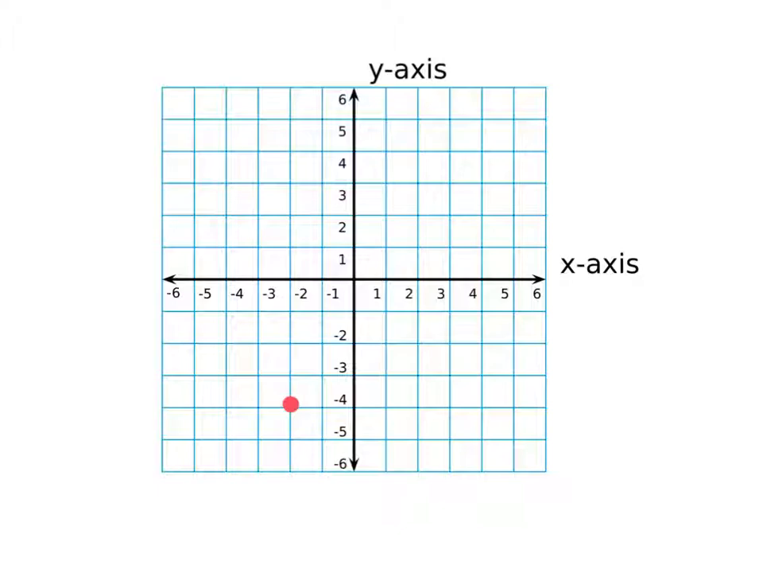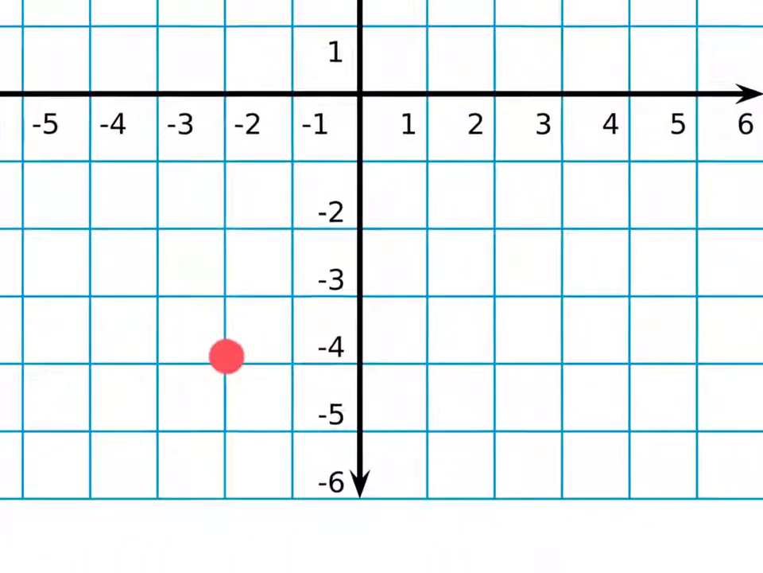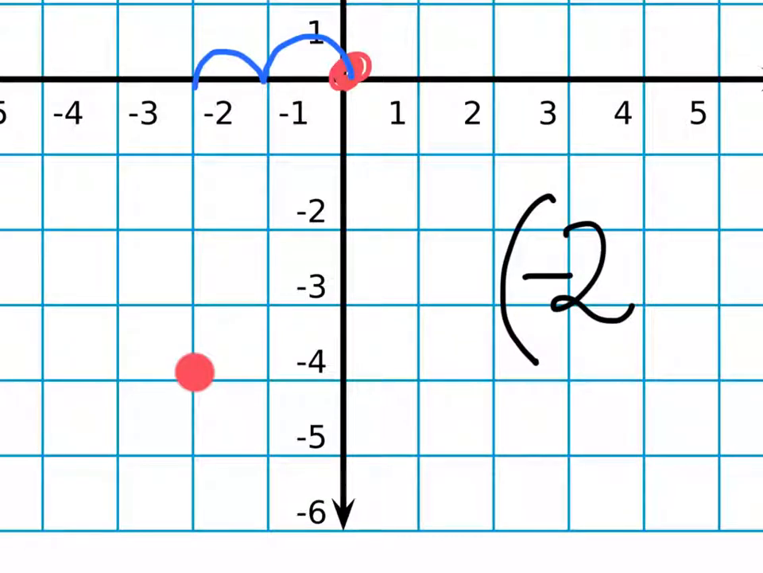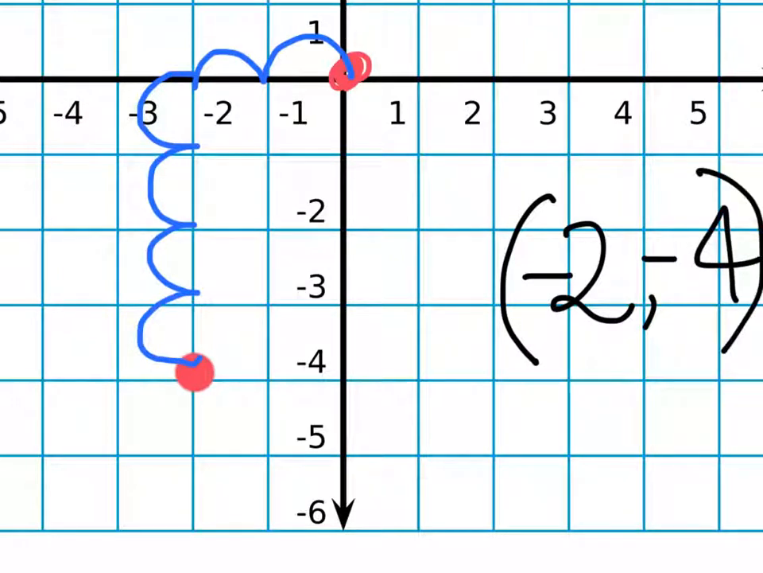Here's another example. Let's take a look. If I zoom in, I know that we've got to start at the origin point, and I'm going to start right there. And then we've got to figure out if we're going left or right. So we're going to go left, and I'm going to count 1, 2, and because it's going to the left, it's going to be a negative 2. And then are we going up or down? We're going down, so it's also going to be negative. I'm going to count 1, 2, 3, 4. So this is going to be negative 4, and the answer is negative 2 comma negative 4.